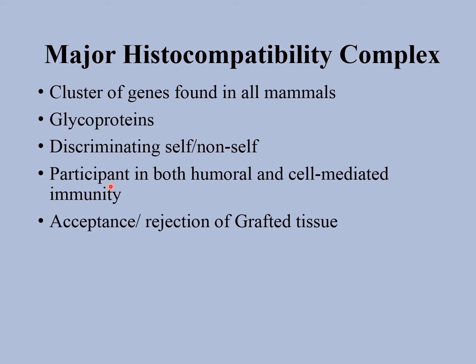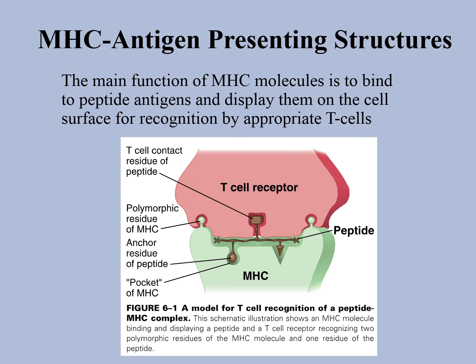The MHC molecules play a central role in development of both humoral and cell-mediated immunity. As T cells only recognize antigen when it is associated with the MHC molecule, MHC molecules play a critical role in antigen recognition by T cells. So they are also called antigen presenting structures. The main function of MHC molecule is to bind to peptide antigen, as you have shown here, and display them on the cell surface for recognition by appropriate T cells.